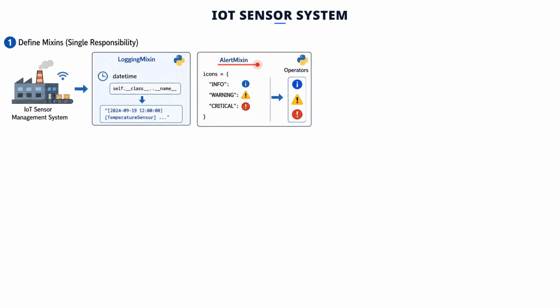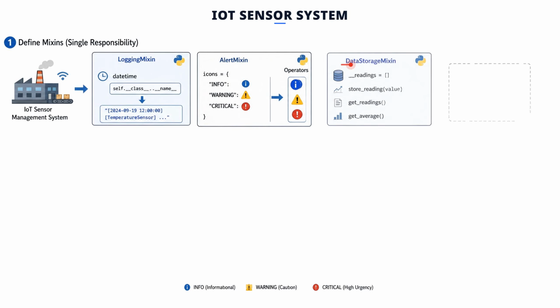Next is the alert mixin, which adds the ability to send notifications. It uses a dictionary to map severity levels like info, warning, or critical to specific icons. This visual cue helps operators quickly identify the urgency of any message at a glance. Then we have the data storage mixin to manage the sensor's historical data. It maintains a private readings list. It provides straightforward methods to store a new reading securely, retrieve a copy of the readings without exposing the original list, and calculate the average of all recorded values.